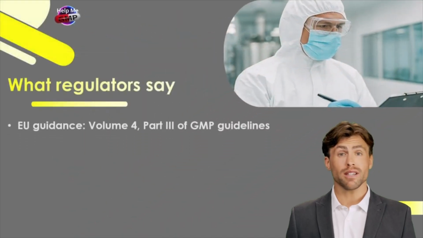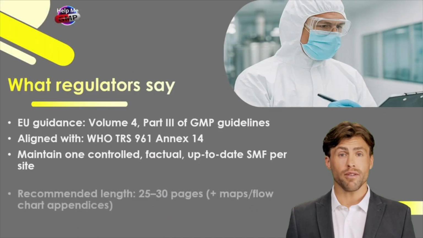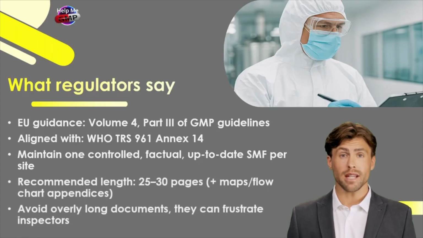The European Union provides explanatory notes on the preparation of the SMF in Volume 4, Part 3 of the GMP Guidelines. This is aligned with the World Health Organization's template, contained in TRS 961, Annex 14. The guidance is clear. Every authorized manufacturing or testing site must maintain a single, controlled SMF that is factual and up to date. A quick note on size. Regulators suggest 25 to 30 pages, plus appendices for maps or flowcharts. Anything longer, and the document becomes cumbersome and frustrating to read for an inspector.